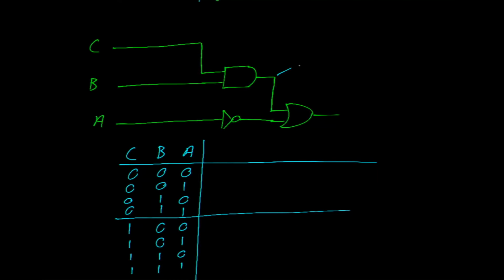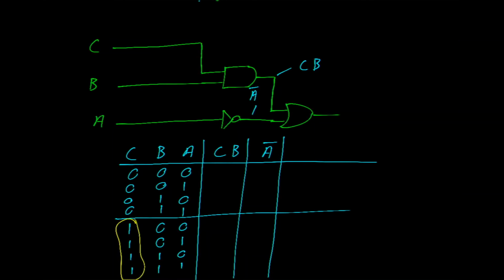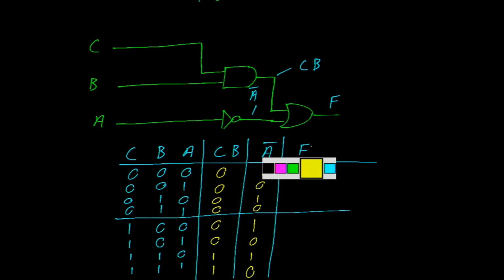The intermediate wires in this particular case are C B, so we'll make a column for that here, and A not. So here's our A not column. C is true here, and B is true here. So it looks like the values are 0, 0, 0, 0, 0, 0, 1, 1. A not would just be the inverse of this column here, so that would be 1, 0, 1, 0, 1, 0, 1, 0. Finally, we have the output, which we'll call F. That is composed of an OR operation between these two columns. That would be 1, 0, 1, 0, 1, 0, 1, 1.